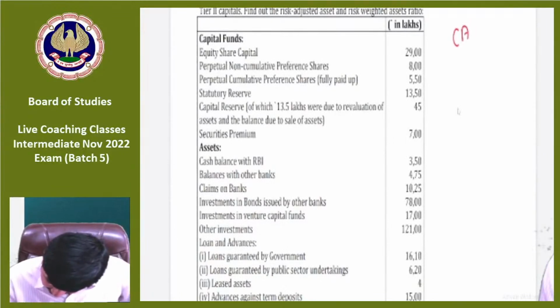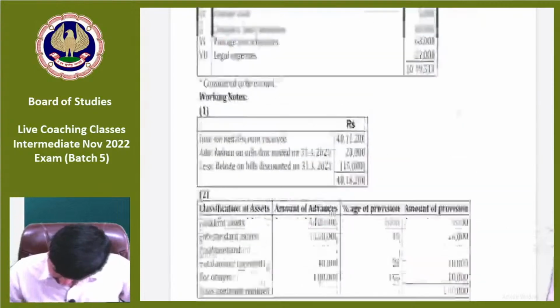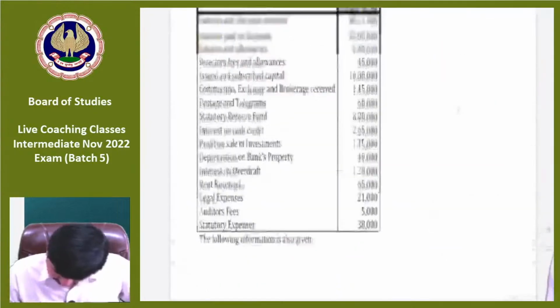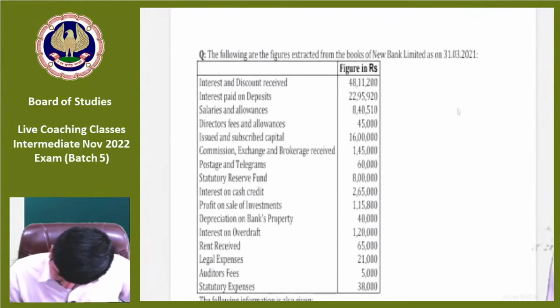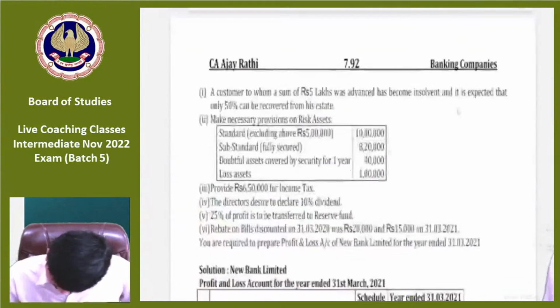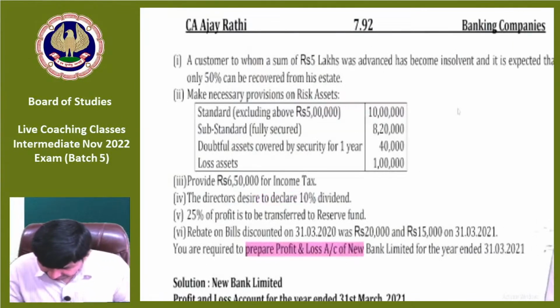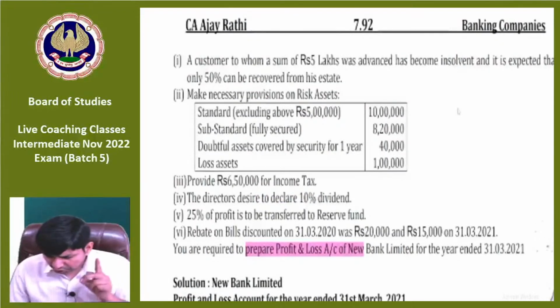Again, CAR ratio, capital adequacy ratio, January 2021. See, the latest question: what they want from you in this question. They want you to prepare a profit and loss account. I want to make you understand that these chapters are very easy, but the only thing you have to do is practice.